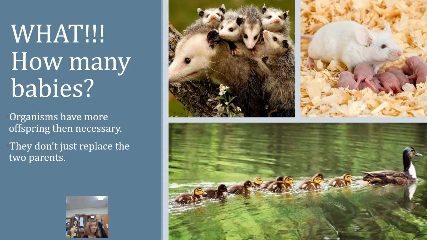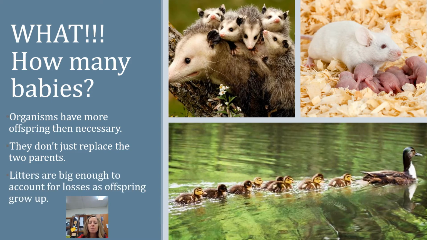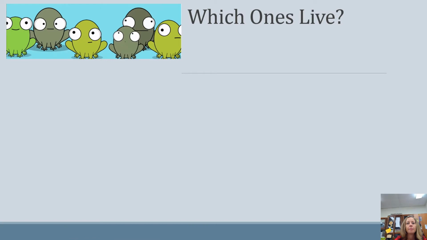So 2 mice have 7, 2 ducks have 8. This year, ducks have babies every year. I mean, that's a lot of babies. They do this because litters are going to be big enough to account for the fact that there are losses as they grow up, right? Not all of those ducks make it. There's too many offspring for the environment to support. So which ones live?